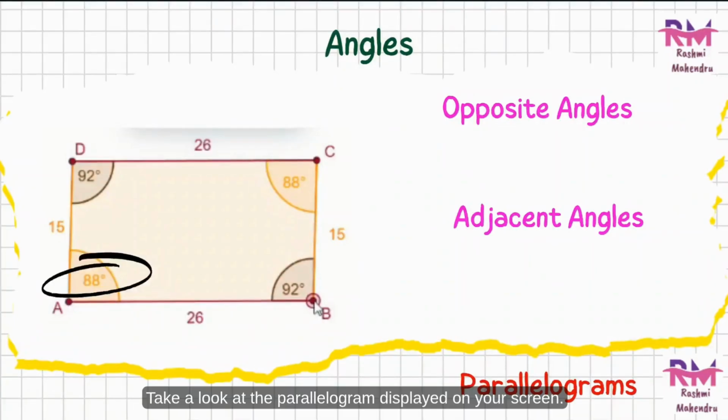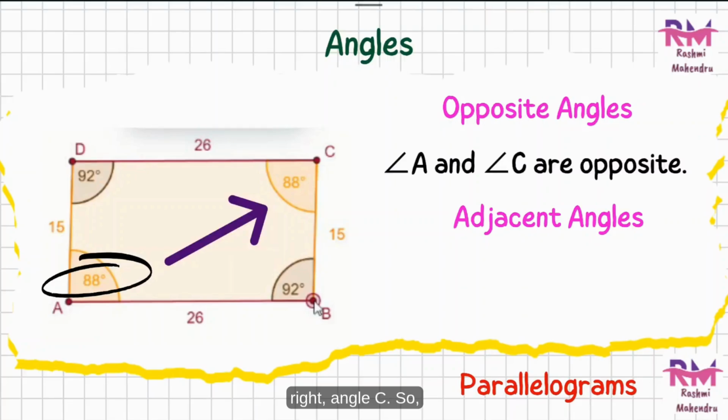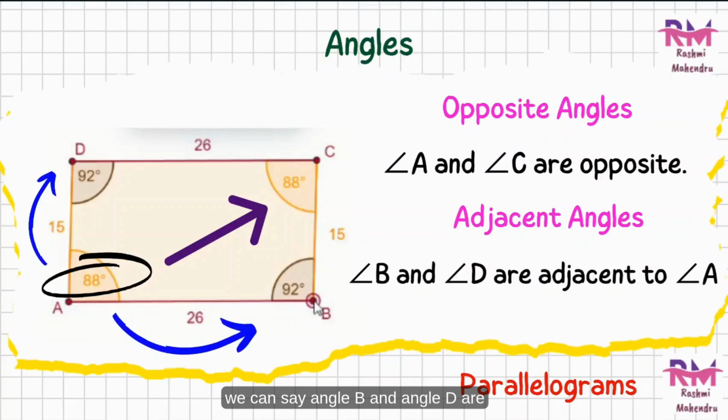Take a look at the parallelogram displayed on your screen. Focus your attention on angle A. Just like in our earlier example, the angle directly opposite A, or directly across A, is angle C. So we can say angle A and angle C are opposite. Meanwhile, the angles positioned next to angle A are angle B and angle D. So we can say angle B and angle D are adjacent to angle A. An important observation: one angle will be opposite and two angles will be adjacent in a setup of a quadrilateral.